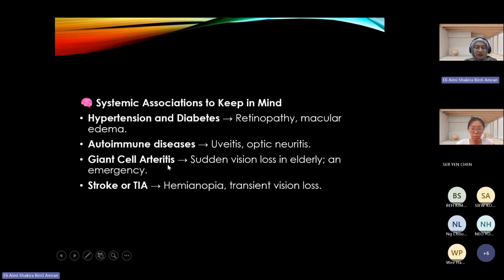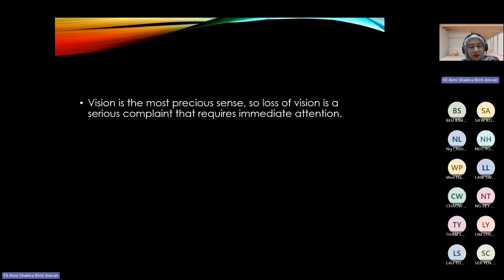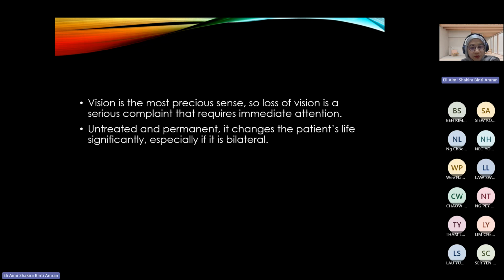Okay, so giant cell arteritis, sudden vision loss in the elderly. This is an emergency. And then for stroke or transient ischemic attack, hemianopia or transient visual loss. Basically, vision is the most precious sense, so loss of vision is a serious complaint that requires immediate attention. If it's left untreated and permanent, it changes the patient's life significantly, especially if it's bilateral.